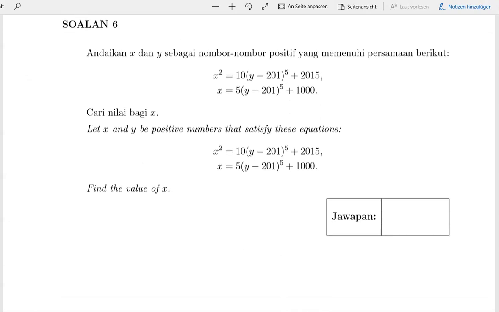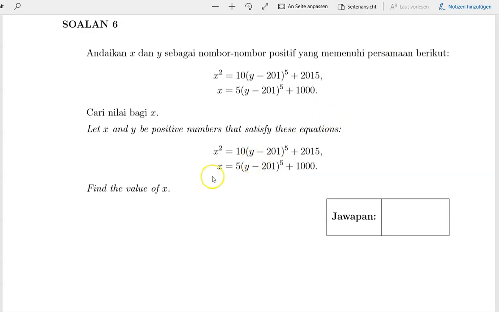Okay, and now here we come to our last question of the day. So let x and y be positive numbers that satisfy these equations. Okay, so this is a very daunting one. So you can see this y minus 201 to the power of 5. Actually, substituting this term with any other term also makes sense, because as you can see, the upper part and the lower part is just like a double difference.